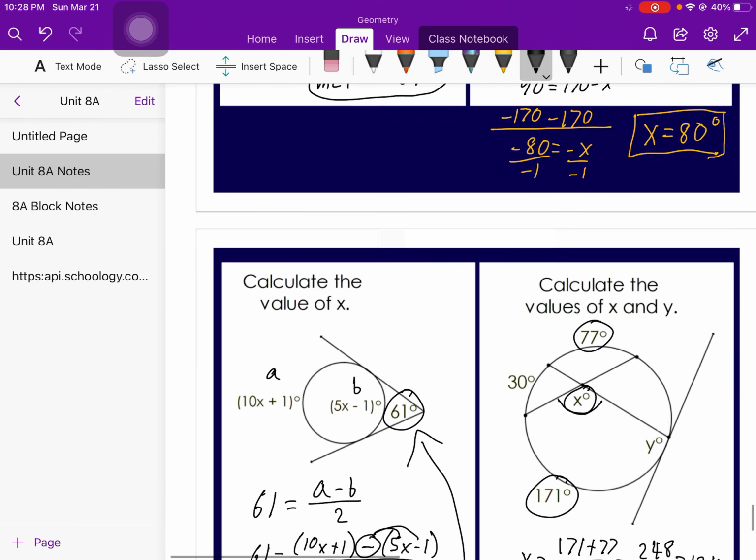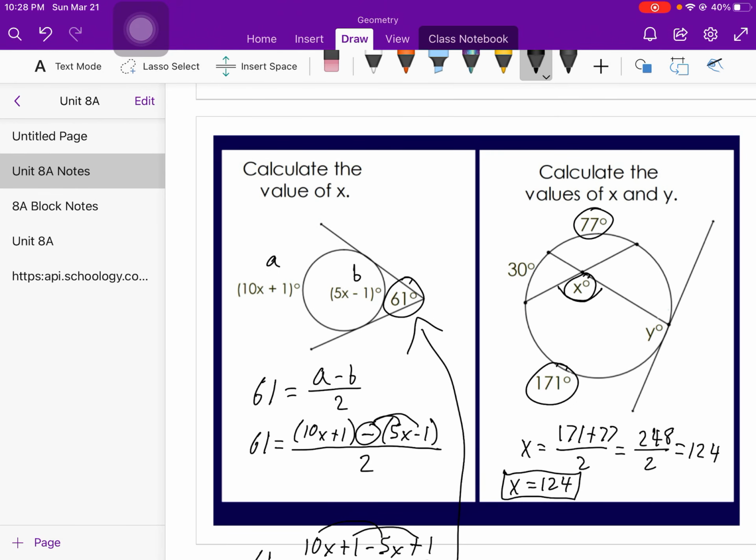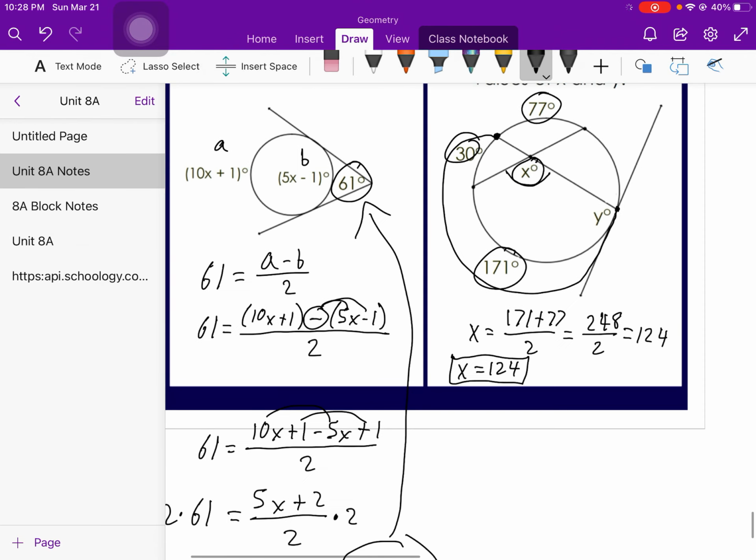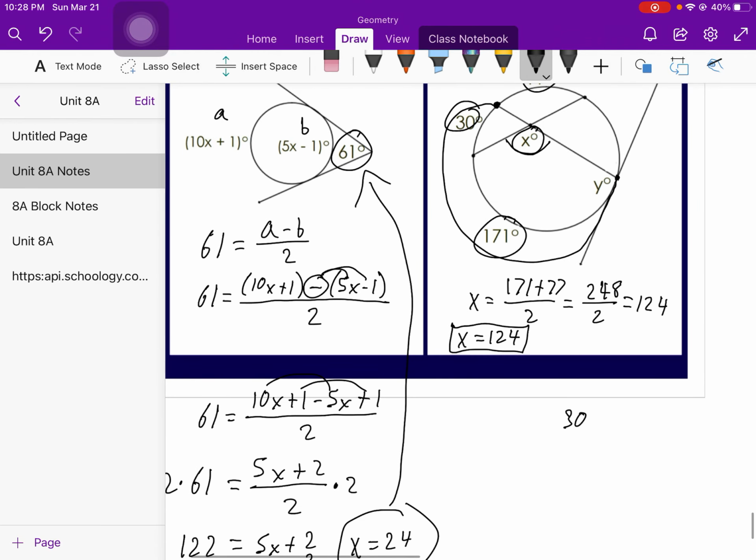Now for y, it's that tangent example, so you have to think about how we did this one up here. So we want to think about the arc that's going to correspond to angle y. So that's going to be this whole arc right here. So from this point here to this point here. So we want to add the pieces that make that up, which are the 30 and the 171. And then we're just going to cut that in half. So down at the bottom, I'm going to show my work. So 30 plus 171, and we're going to divide that by 2. So it's going to be 201. Cut that in half. We get 100.5 degrees. So that is our y.